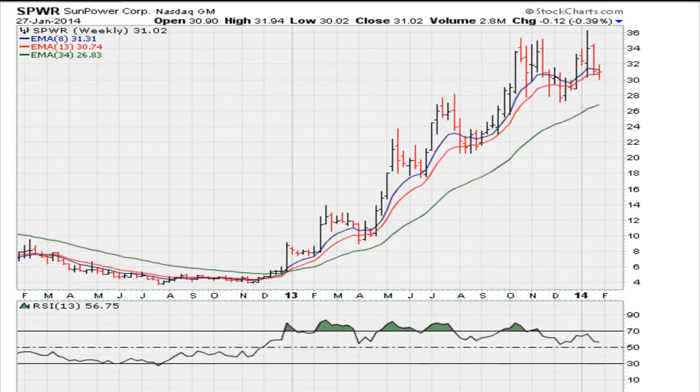Take a look at SPWR, another solar name, and it too, since April 2013, broke out. You can see the breakout took place there, so entry point was there. Or you can use these highs, the previous weekly closing highs there, and this took the stock from a price of about $10, $11 all the way to the mid 30s. That's a big move. Let's take a look at one more.